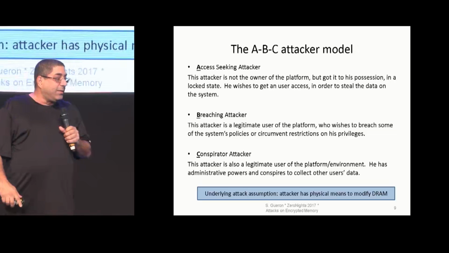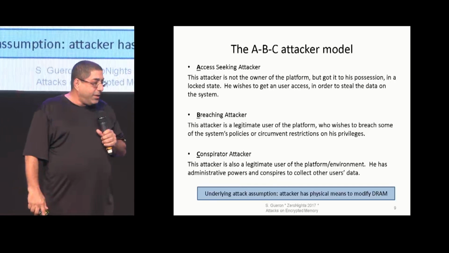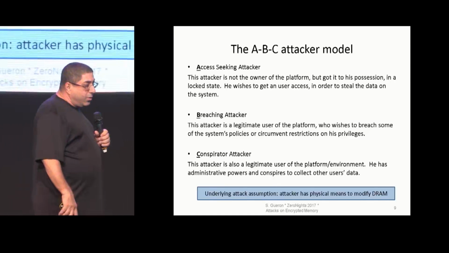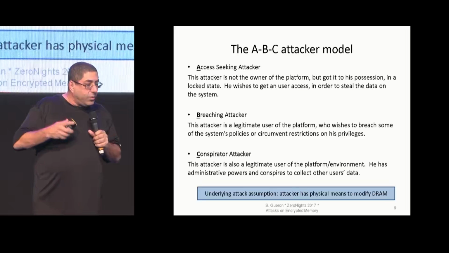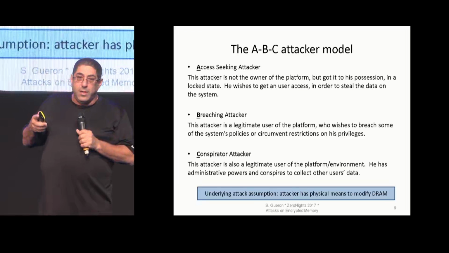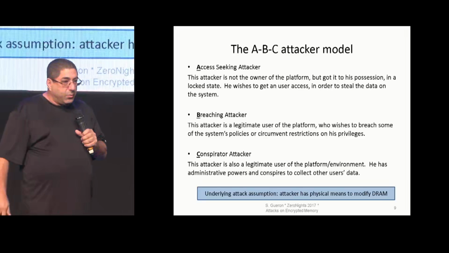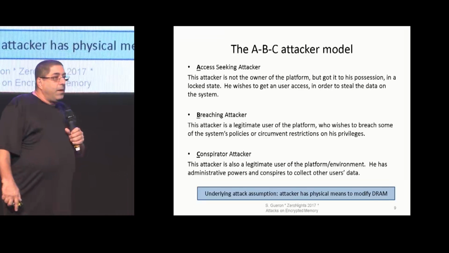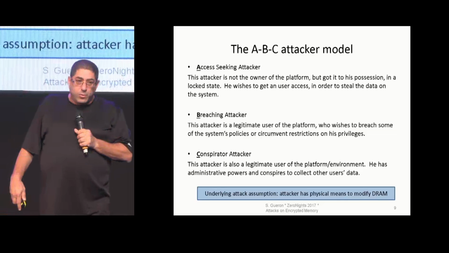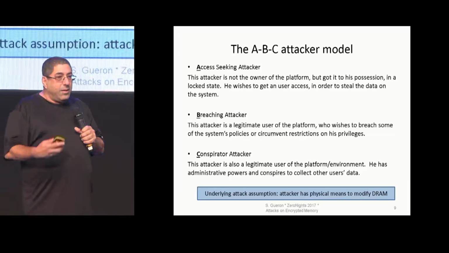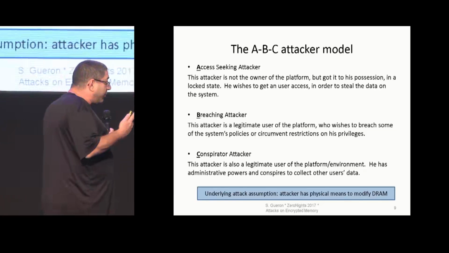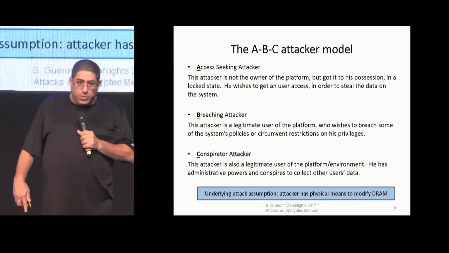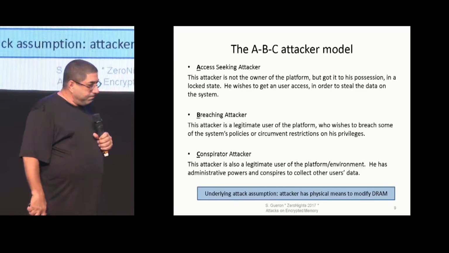The first attacker is A, the access-seeking attacker. He's not the owner of the platform. He has physical access to this platform, and he wishes to get user access to steal some secrets. You can think of it as somebody taking your laptop or your phone, which is now found in a locked situation, so the adversary doesn't have the password. Still, he wants to log in.